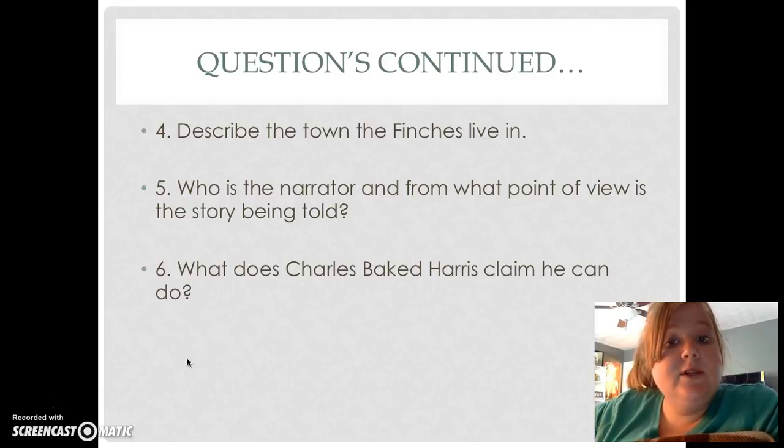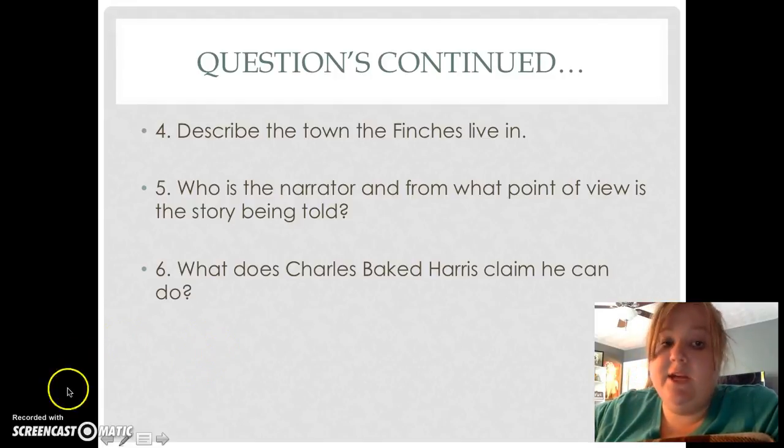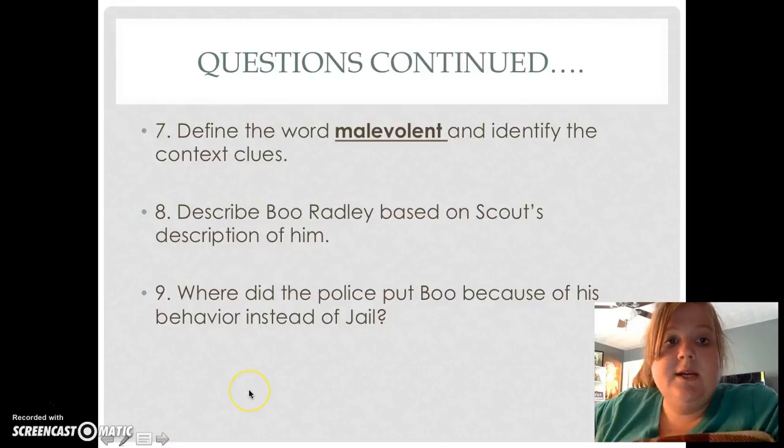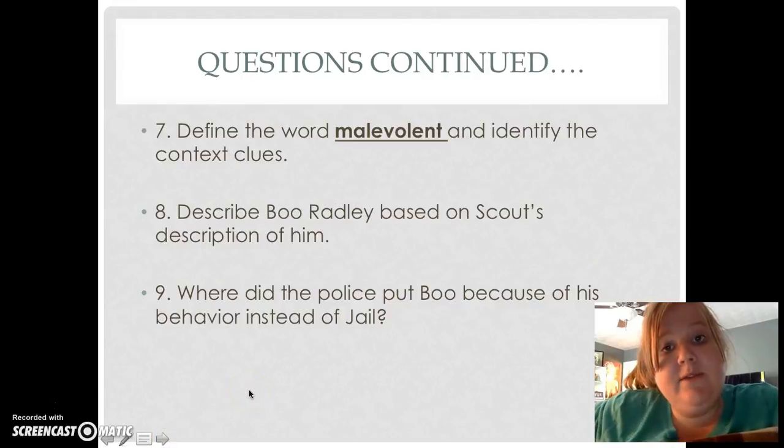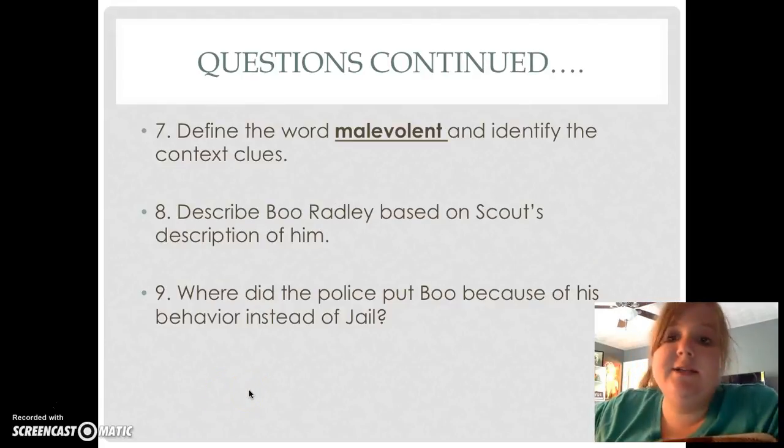6, what does Charles Baker Harris claim he can do? 7, define the word malevolent and identify the context clues. If you have a hard time finding this word in the text, make sure that you define it on Google or another device. 8, describe Boo Radley based on Scout's description of him.